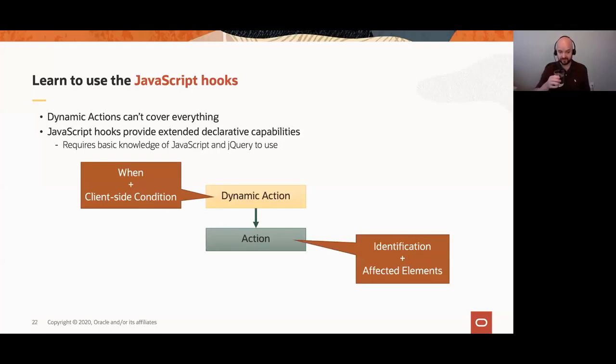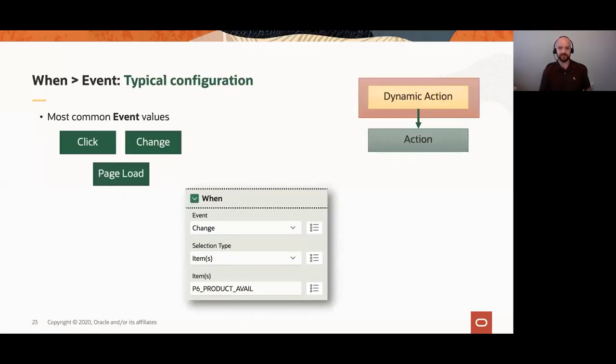You'll find these in two different places. The first, again at that parent level, is going to be the when and the client-side condition. Both of those have some spots, and then when you get down to the actions, you'll find them at the identification and affected elements as well. Let's take a look at a few of these.